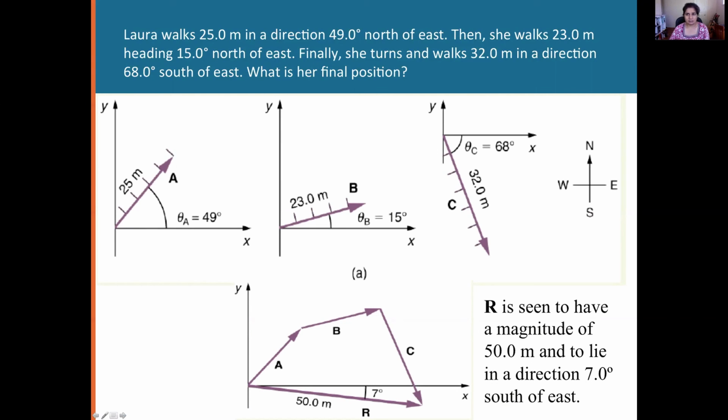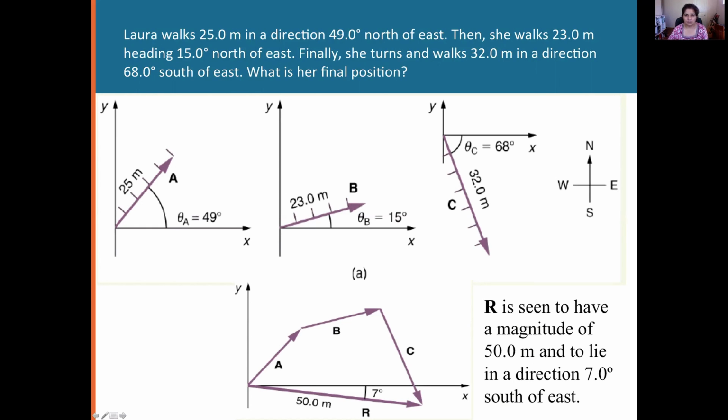Then I need my second vector. Then she walks 23 meters heading 15 degrees north of east. So I now need 15 degrees north of east. Obviously, it's going to be a shallower slope than this one. And this time, she walks 23 meters. So it's going to be slightly shorter than this one. So you're going to draw it accurately and measure out 23 meters on your scale. And then you're going to draw the third one.